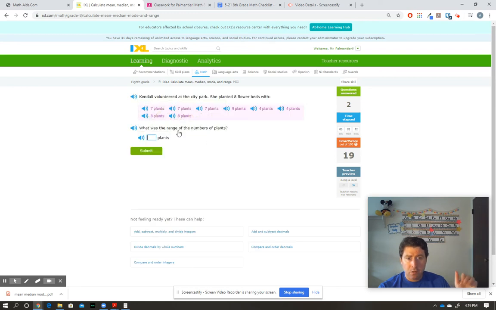Now they want to know the range again, so we're going to take the highest number, which is 8, the lowest number, which is 4. Actually, the highest number, correction, is 9. Lowest number is 4. 9 minus 4 is 5.